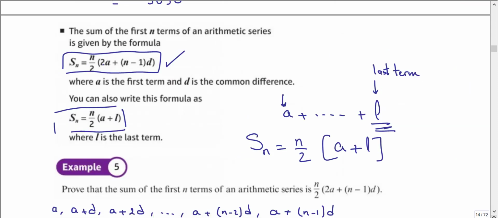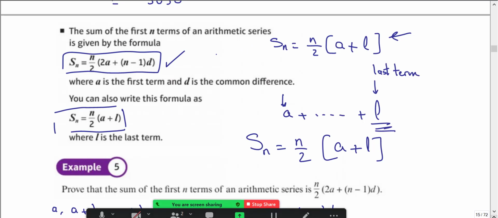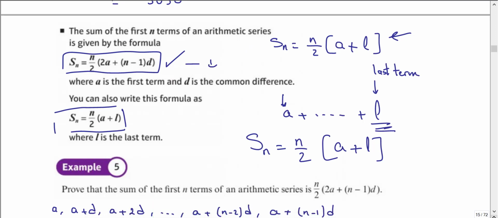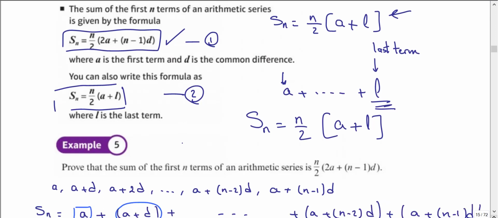You can see here we have the sum, the rule I told you about. And there is another rule for the sum, Adam. It says Sn is n over 2 into a plus L, where L is the last term. If I have a sequence and the last term is given, I can use this formula. So this is formula number 1 and this is formula number 2. Are you following? Write down the second formula also: Sn equals n over 2 into a plus L.